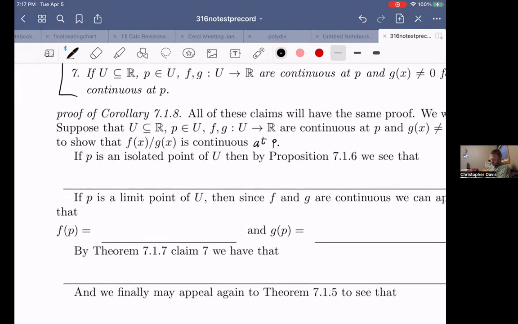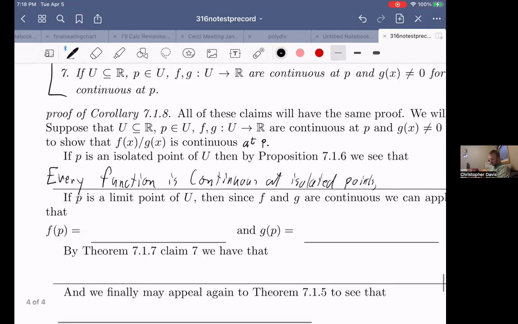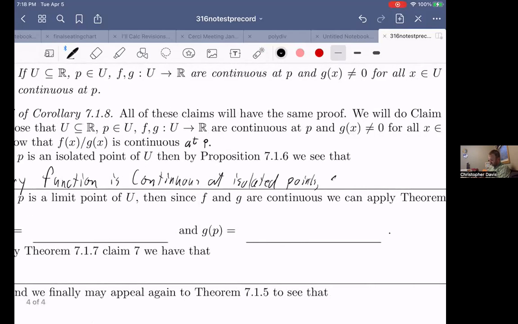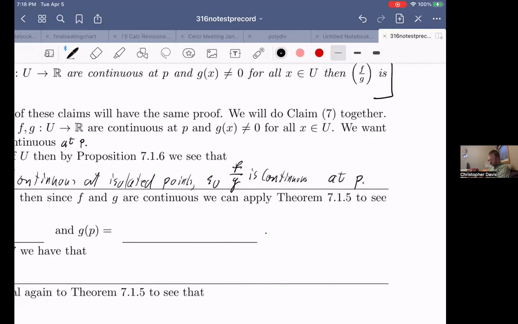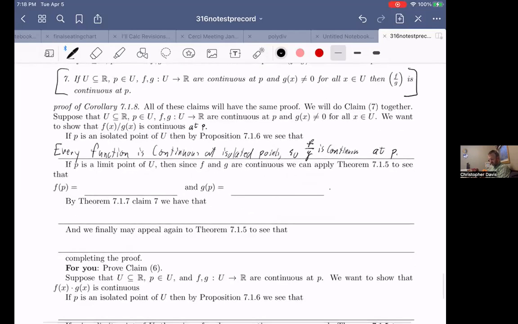By proposition 7.1.6, we see that every function is continuous at isolated points. So since p itself is an isolated point, f over g is continuous at p. On the other hand, if p is a limit point, well, then p is a point in u which is also a limit point of u.